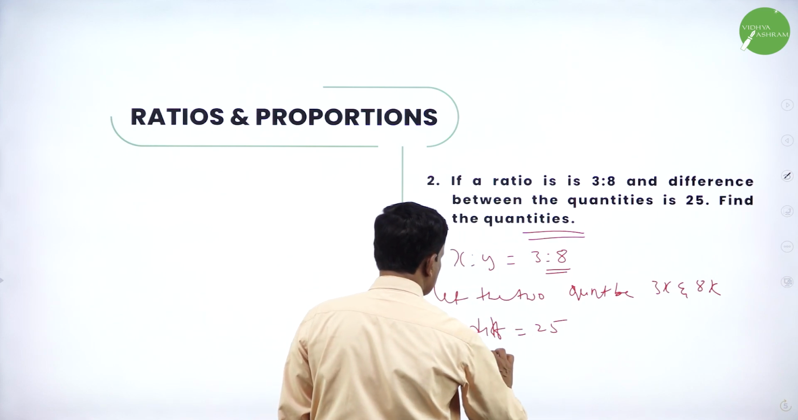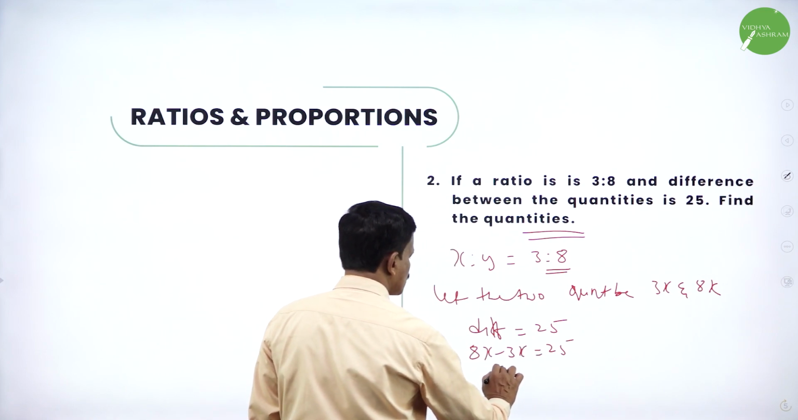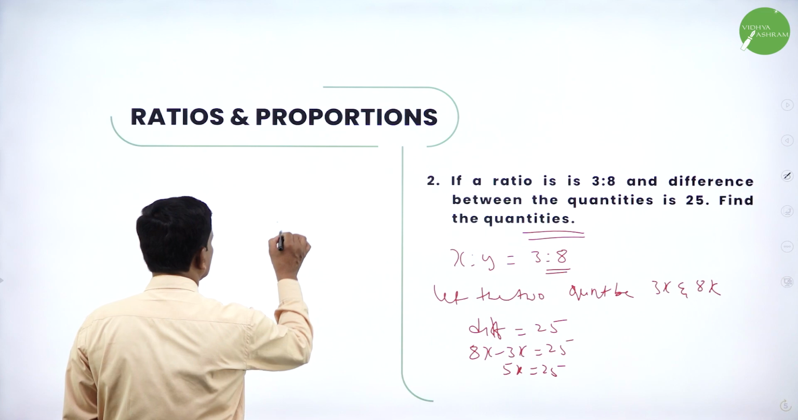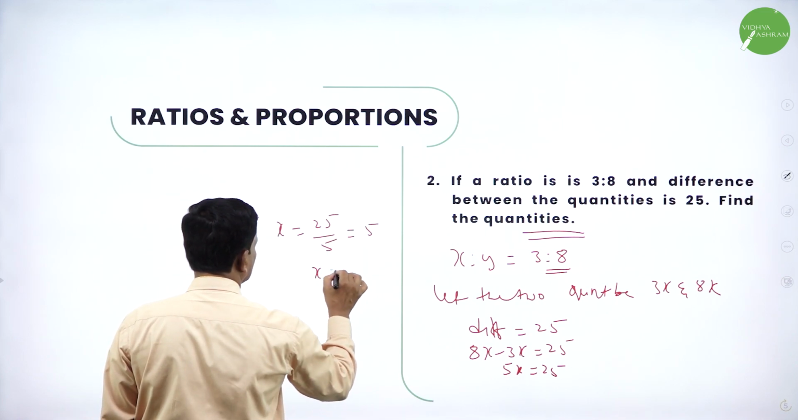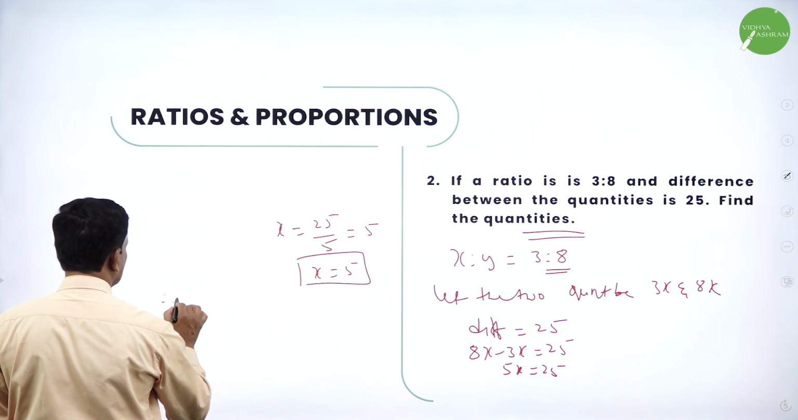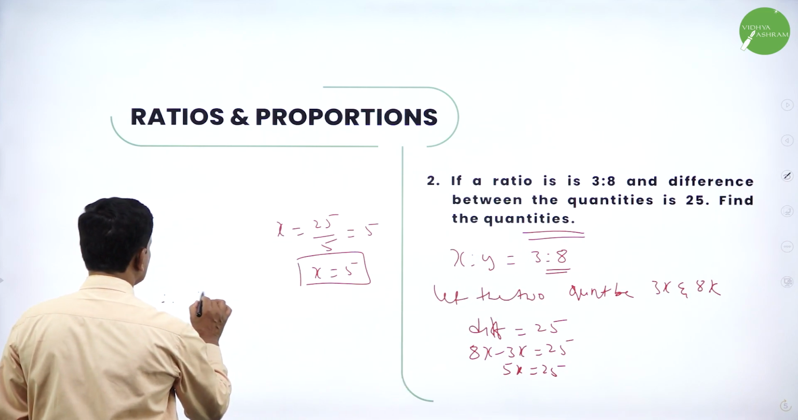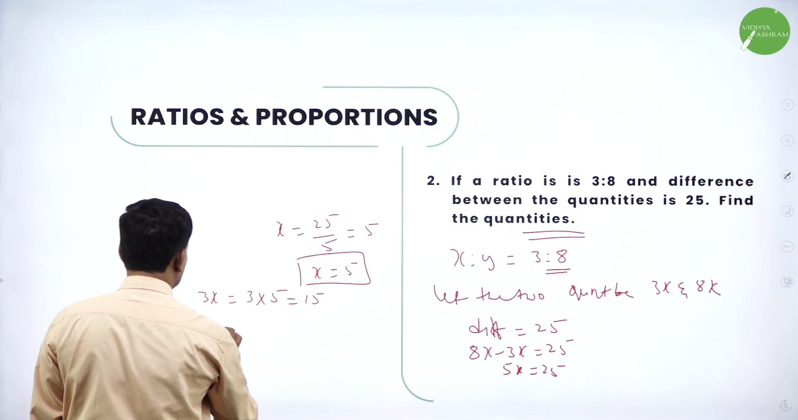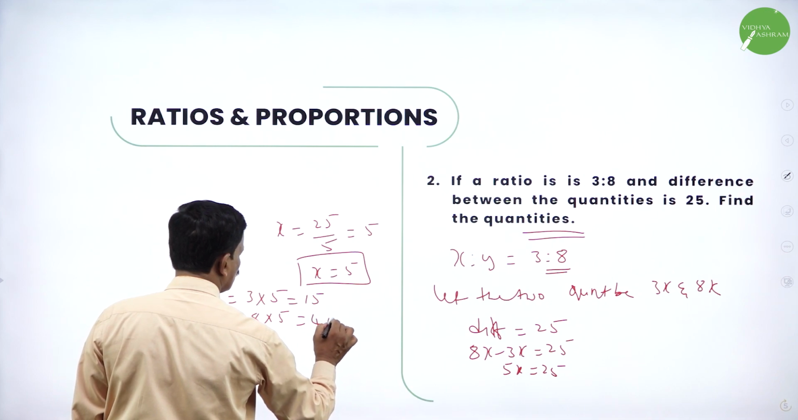Let us subtract: 8x minus 3x is equal to 25. 8 minus 3 is 5x, which is equal to 25. Therefore, x is equal to 25 by 5, which means x is equal to 5. So the two quantities are 3x, that is 3 into 5, which is 15, and another one is 8 into x, 8 into 5, which is 40.